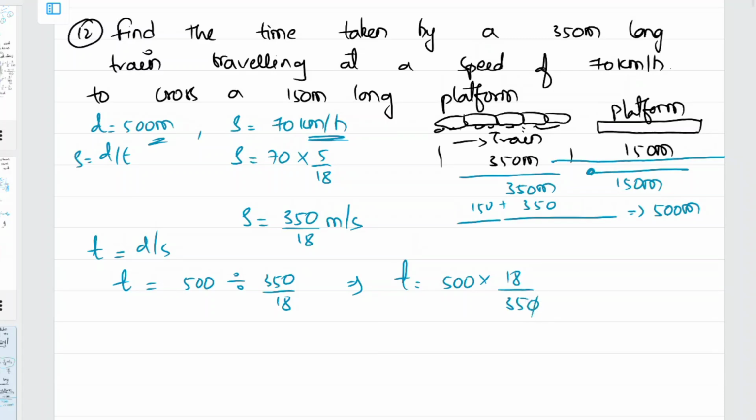Yes, sir. So the zeros will get cancelled. 5 tens are 50 and 5 sevens are 35. So what is the time? Time is equal to 180 by 7 seconds.